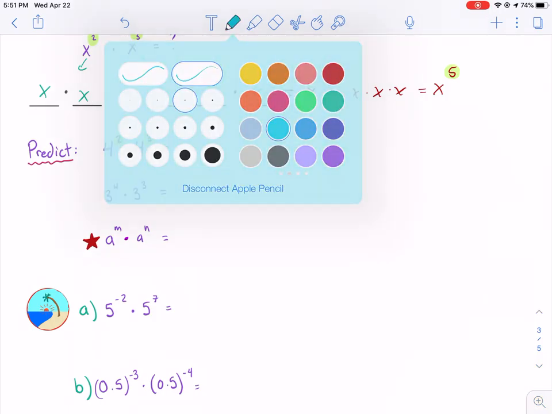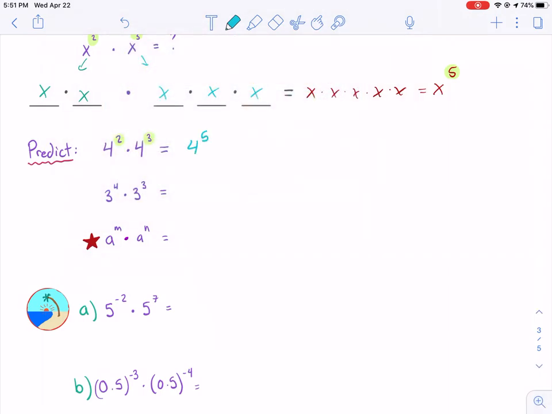Did you get 4 to the 5th power? I hope so, because if you follow the same process we did above, you get 4 times 4 times 4 times 4 times 4, or 4 to the 5th power.